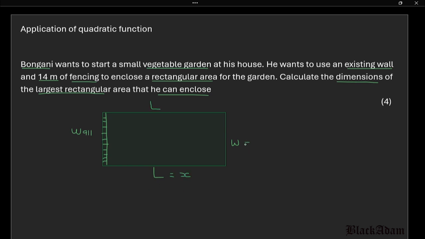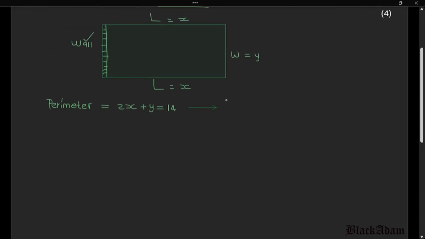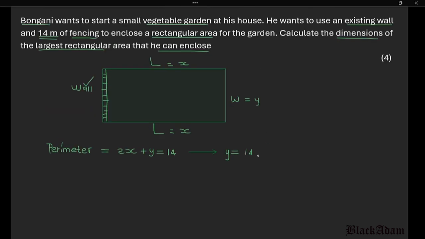So let L equal x, and W equal y. The perimeter is going to be, that's the wall, then you have 2x plus y to give you 14. Solving for y, because you need to put it in terms of one variable, y is going to be 14 minus 2x.